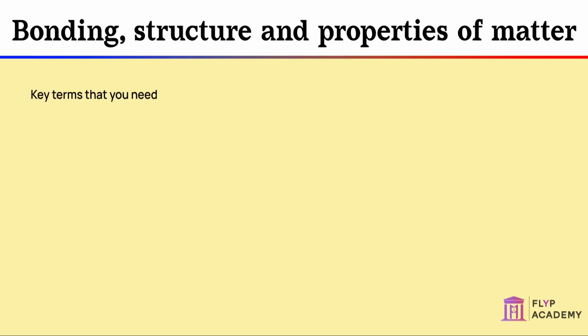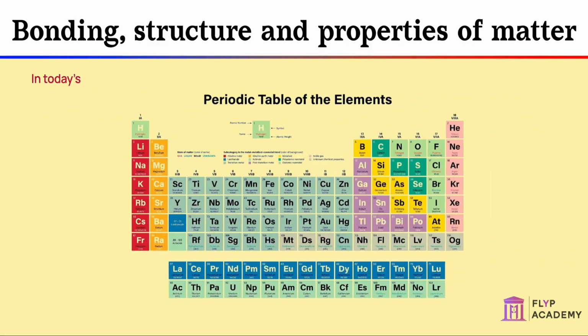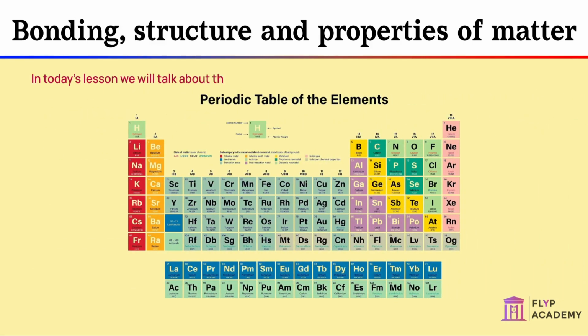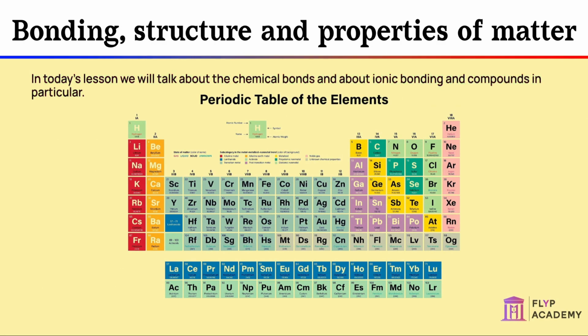Key terms that you need to be familiar with: chemical bonds, ionic bonds, ionic compounds. In today's lesson, we will talk about the chemical bonds and about ionic bonding and compounds in particular.